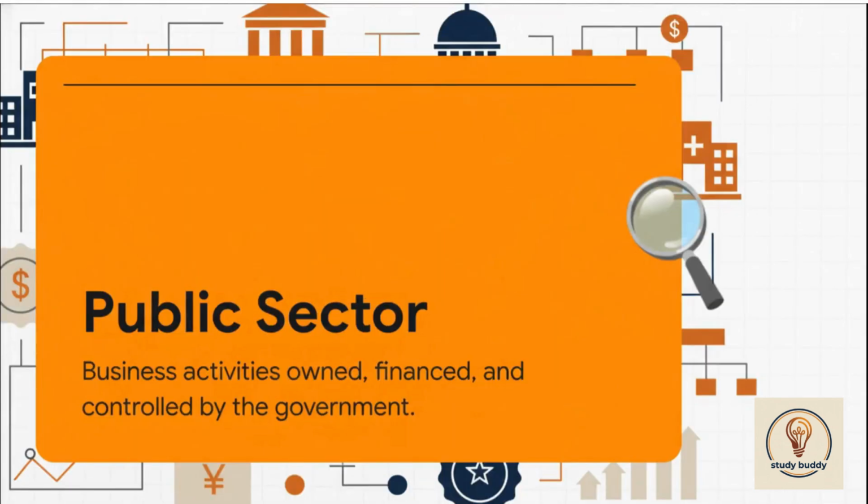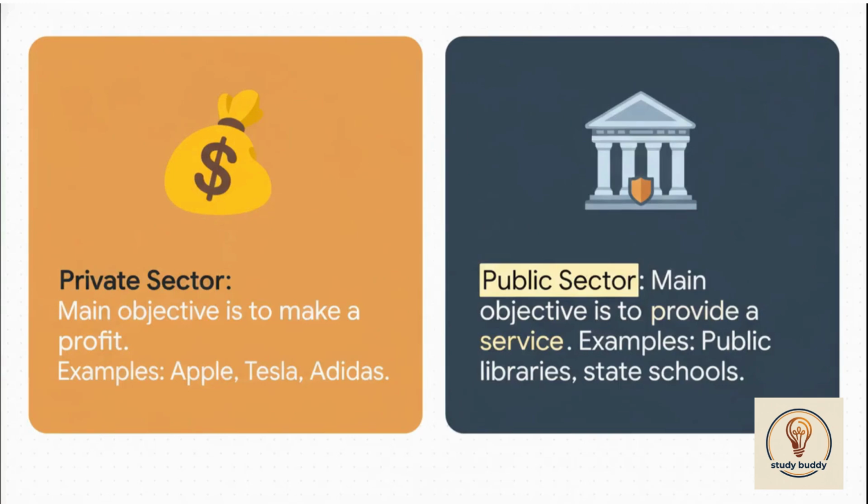And then, on the flip side, you have the public sector. These organizations are owned and controlled by the government. They're funded by us, the taxpayers, and what they're trying to achieve is completely different from a private business. And this slide just lays it all out perfectly, side by side. The private sector, think Apple, Tesla, Adidas, is all driven by profit. But the public sector, think of your public library, state schools, things like that, is driven by the goal of providing a service to society, especially services that a private company might not find profitable enough to offer.